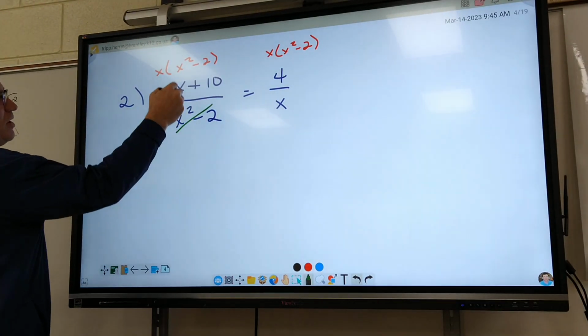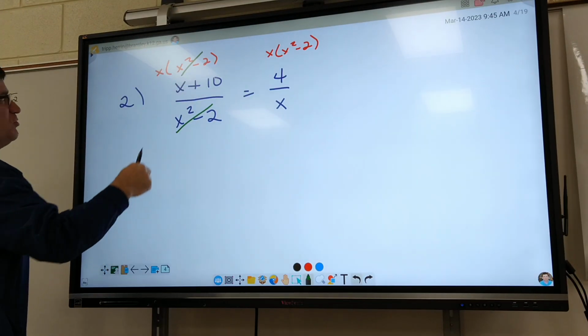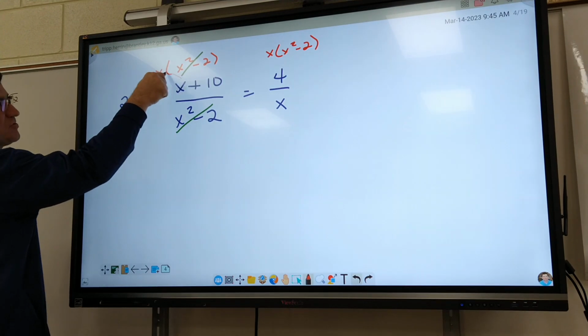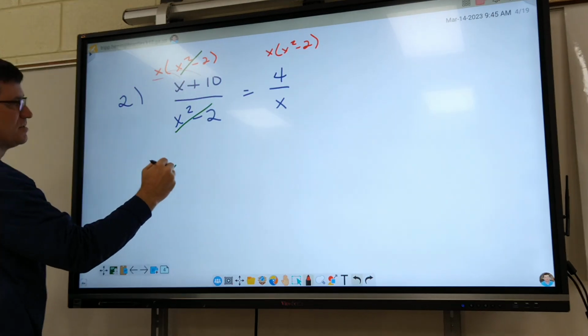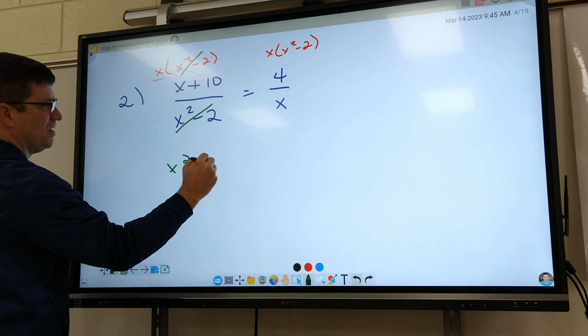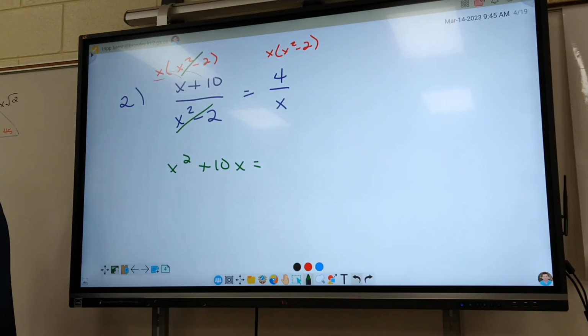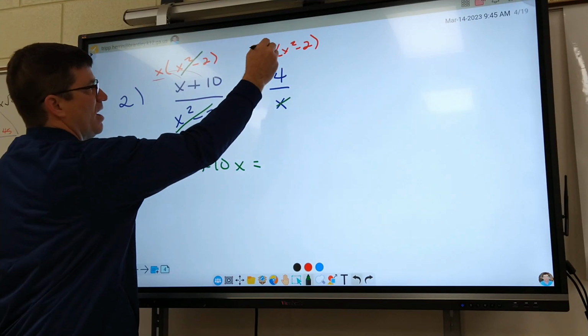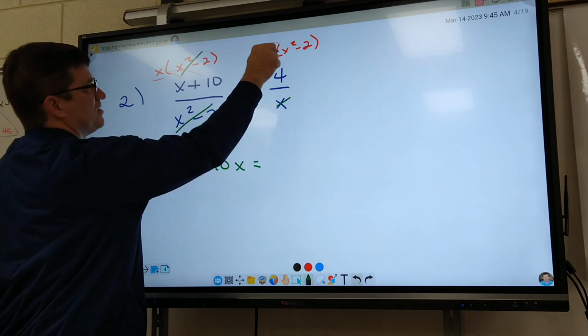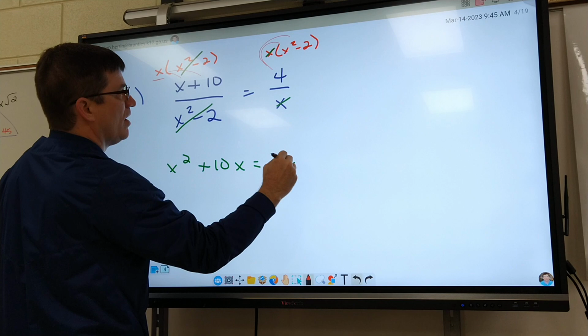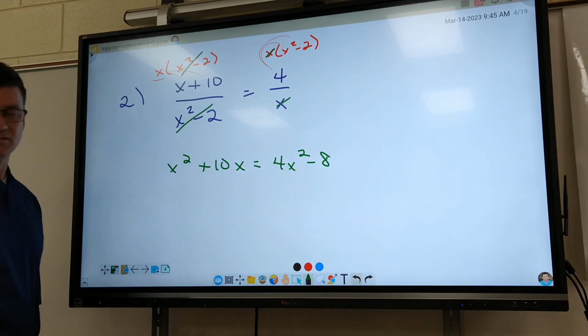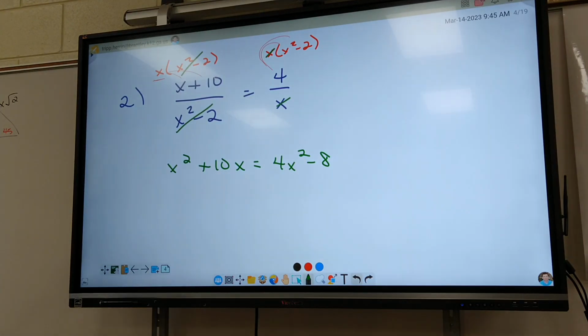So I mark out x squared minus 2 and x squared minus 2. Remember, whatever's left, you got to distribute. X times x is x squared. X times 10 is 10x. Right side, x's cancel out. Whatever's left, you got to distribute. So I got 4x squared minus 8. Any question on that first step?